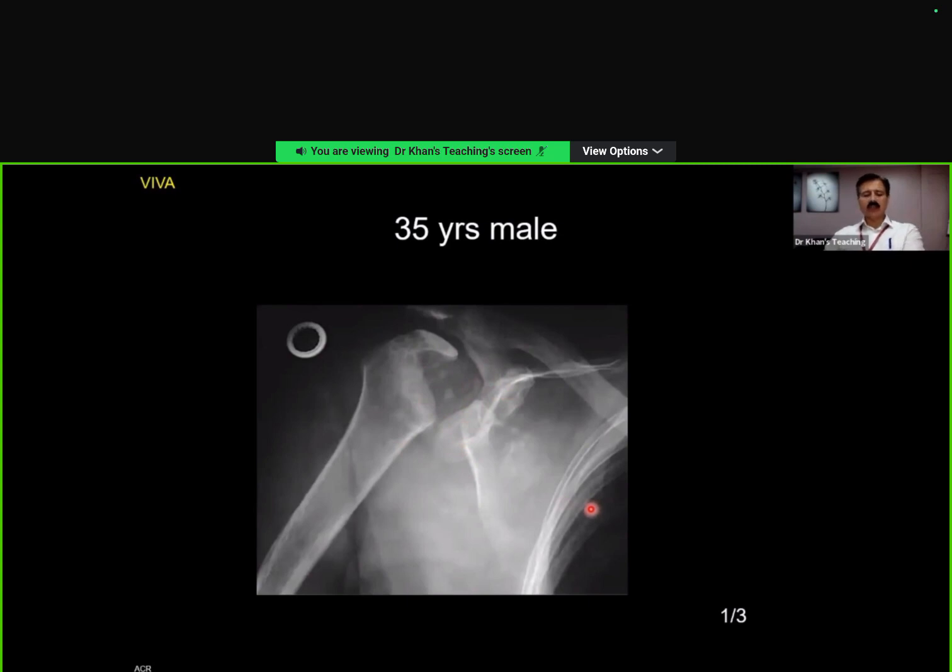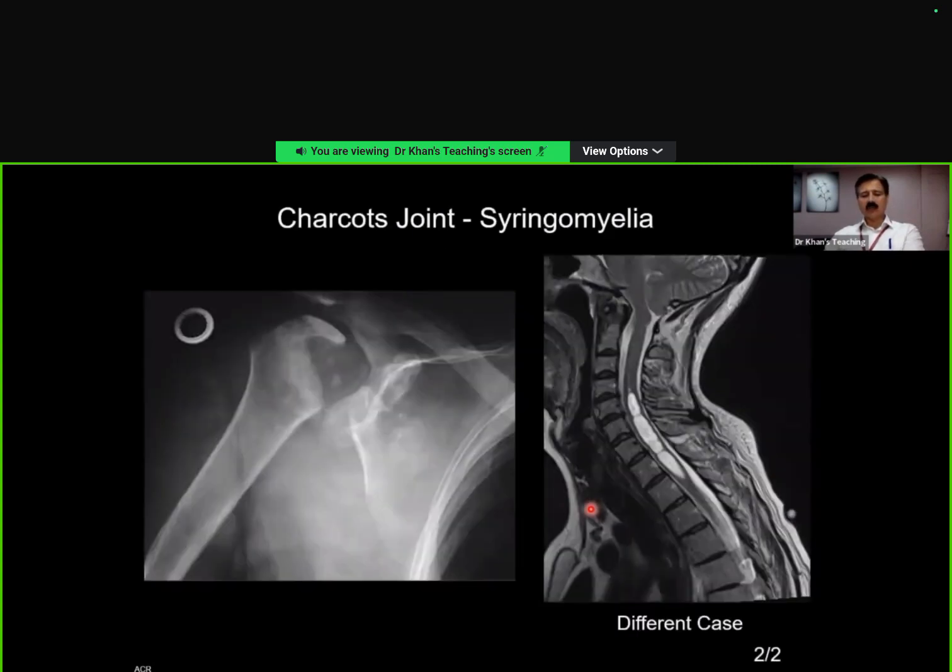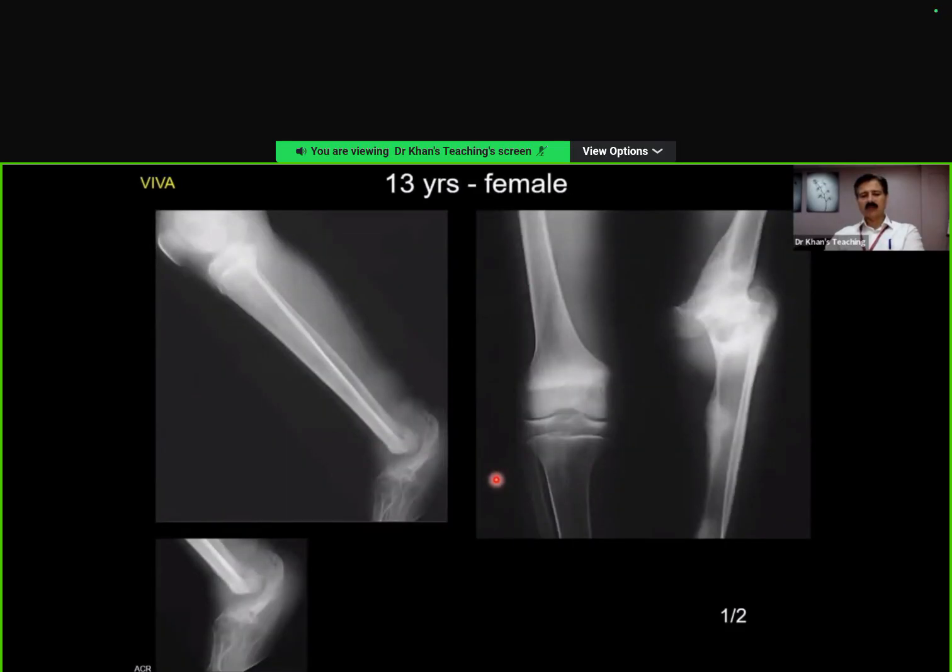In this kind of case, you will advise MR, because in the shoulder, usually you look for a syringomyelia. This is not the same case, this is a different case, but this patient also had a syringomyelia. But just to elaborate that this is a syrinx which can be symptomatic.